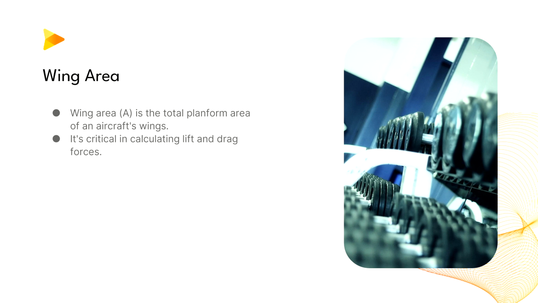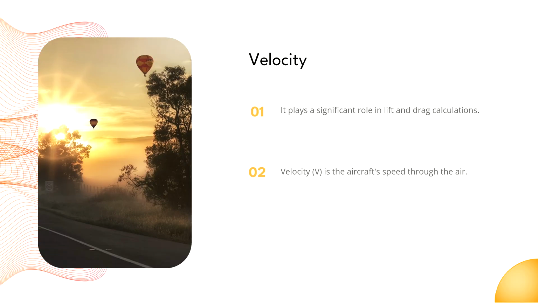The lift varies directly with the wing area provided there is no change in the wing's planform. Velocity plays a significant role in lift and drag calculations. It is the aircraft's speed through the air. So the shape of the wing or rotor cannot be effective unless it continually keeps attacking new air. If an aircraft is to keep flying, the lift producing airfoil must keep moving.